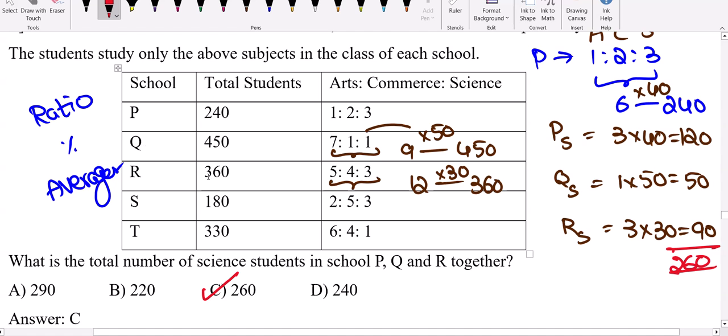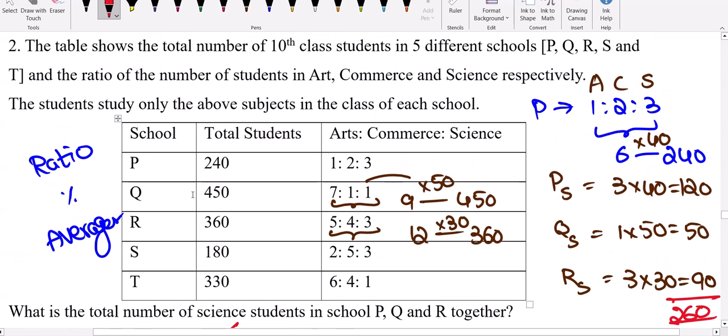Data interpretation, this is how you can handle it. Adding that and solving, we got 260. Maybe next time they'll ask R, S, T together, what is arts? Maybe they'll give the same diagram this year and ask for R, S, T arts, but they don't ask this question. I'm telling you clearly, don't expect the same question again. The last line will change.